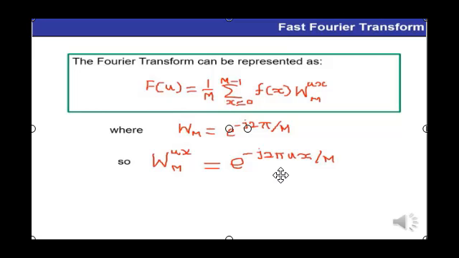The fast Fourier transform is represented as F(u) = 1/M summation of x equal to 0 to M minus 1 of f(x) W_M raised to ux, where the kernel W_M is equal to e to the power minus j 2 pi upon capital M. So W_M raised to ux is e raised to minus j 2 pi ux upon M.